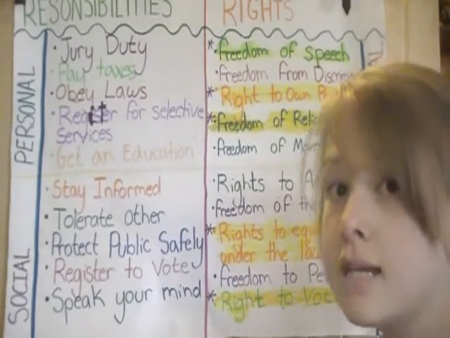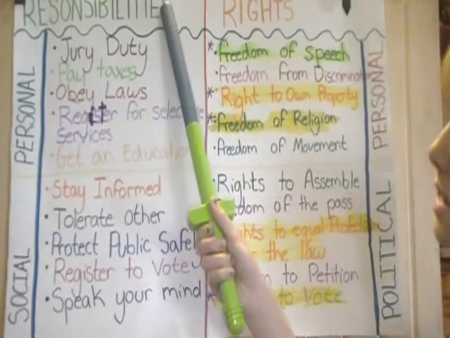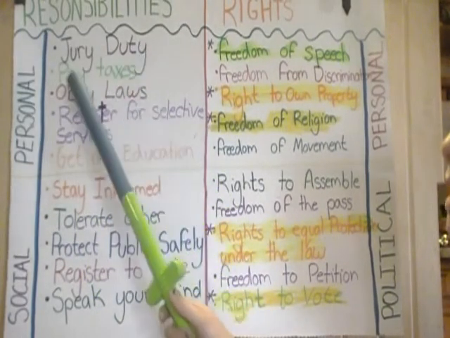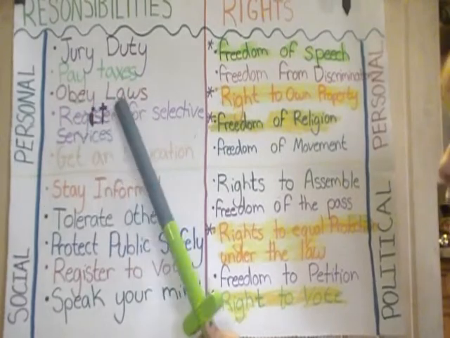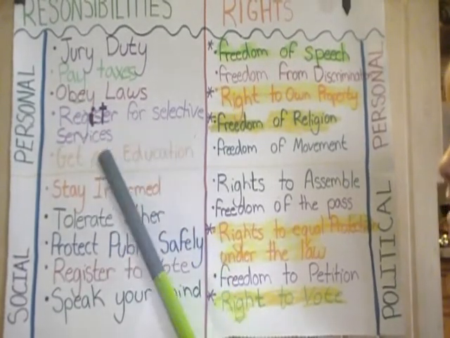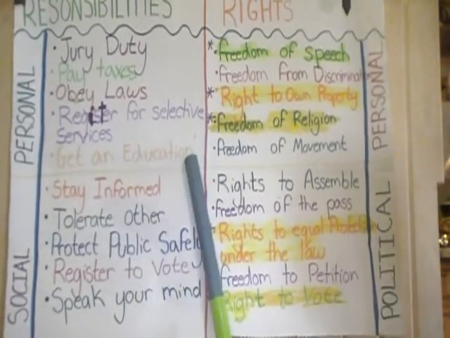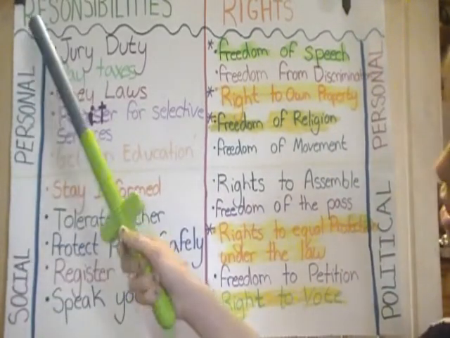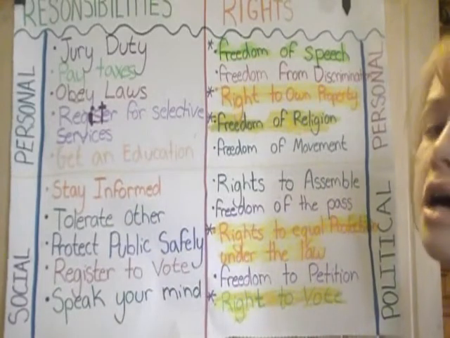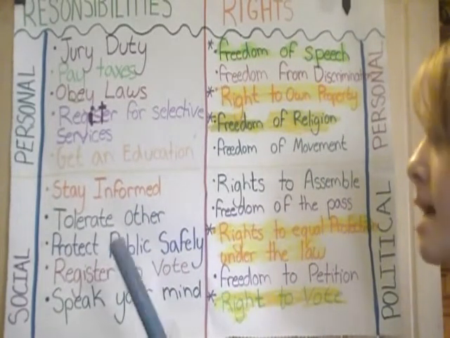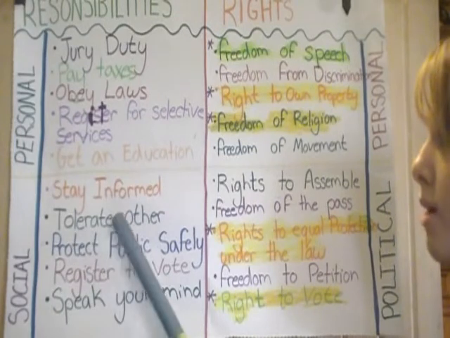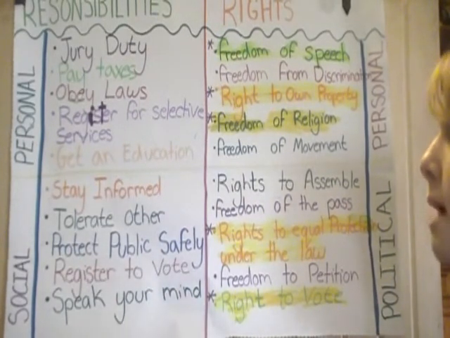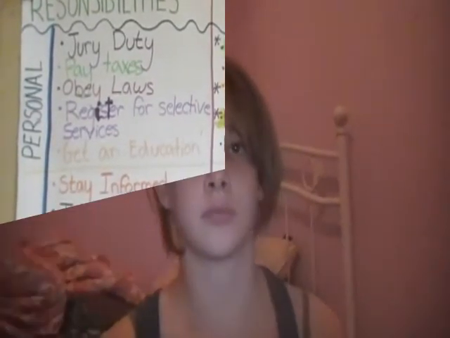So on the other side, it's responsibilities, and some personal responsibilities is jury duty, pay taxes, obey laws, register for selective services, get an education. Now last but not least, it's social responsibilities, and some social responsibilities is stay informed, tolerate others, protect public safety, register to vote, and speak your mind. This is my responsibilities and rights chart.